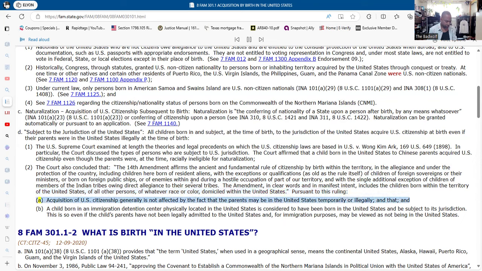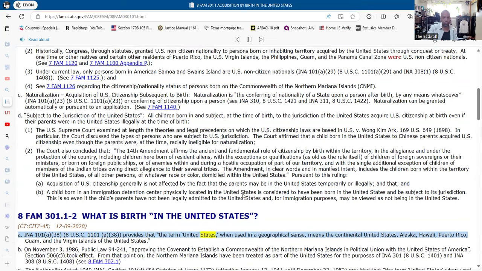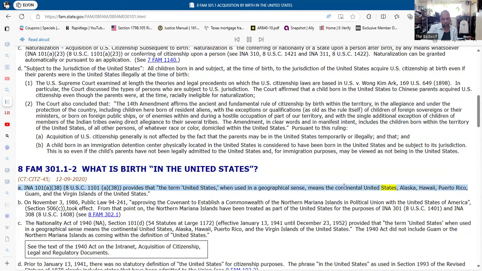Pursuant to this ruling, a. Acquisition of U.S. citizenship generally is not affected by the fact that the parents may be in the United States temporarily or illegally, and that, and b. A child born in an immigration detention center physically located in the United States is considered to have been born in the United States and be subject to its jurisdiction. This is so even if the child's parents have not been legally admitted to the United States and, for immigration purposes, may be viewed as not being in the United States. 8 FAM 301.1-2 What is birth in the United States? CT CITZ 45, December 9, 2020. A. INA 101(a)(38), 8 U.S.C. 1101(a)(38), provides that the term United States, when used in a geographical sense, means the continental United States, Alaska, Hawaii, Puerto Rico, Guam, and the Virgin Islands of the United States.